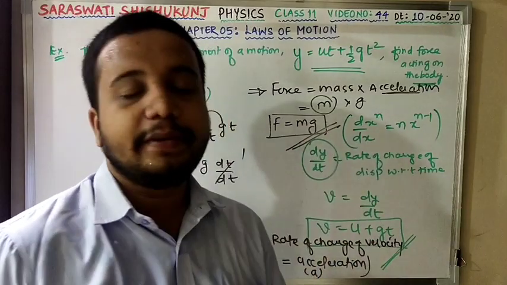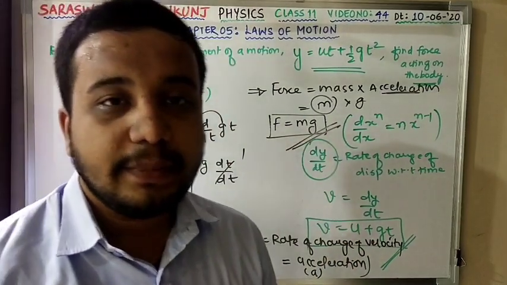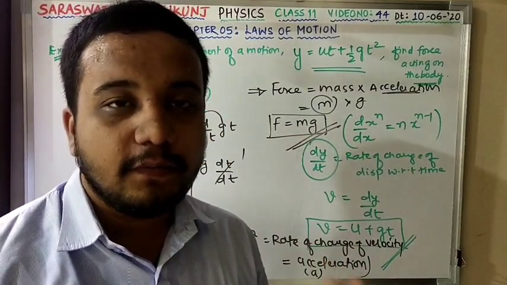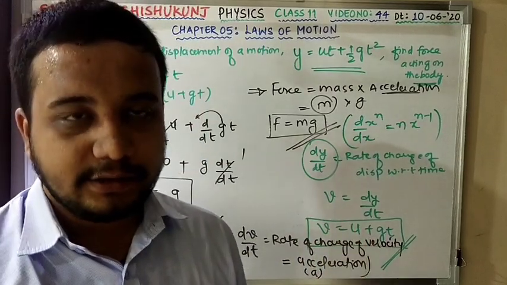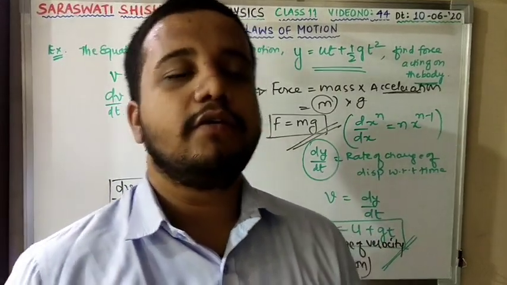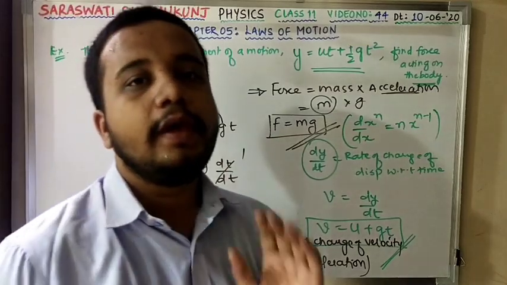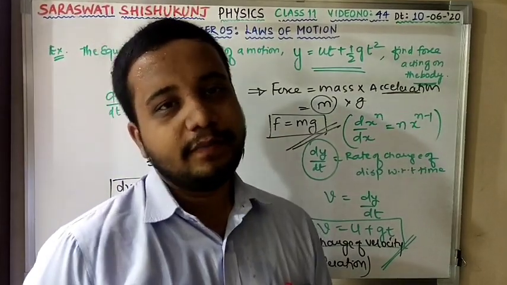This mg represents what? It represents the body moving with uniform acceleration under the gravitational force. That's why my force is F = mg. Hope it is perfectly clear. Very good.